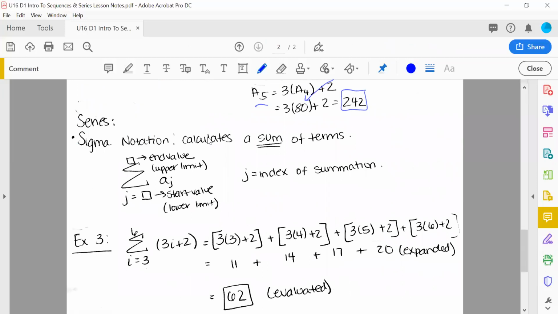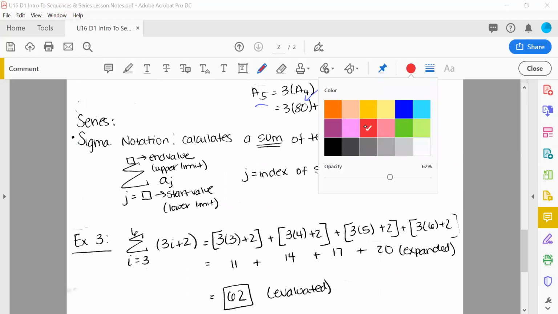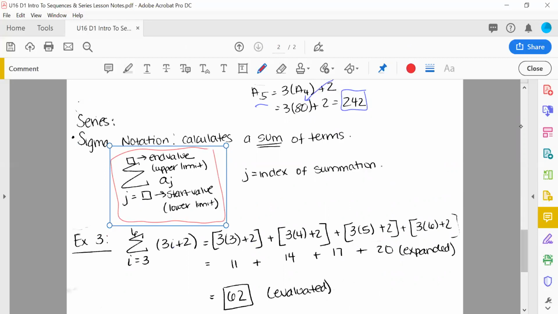Last but not least, second to last but not least, sigma notation. This is called sigma notation right here. I'll go back to red. This Greek letter is a capital sigma.